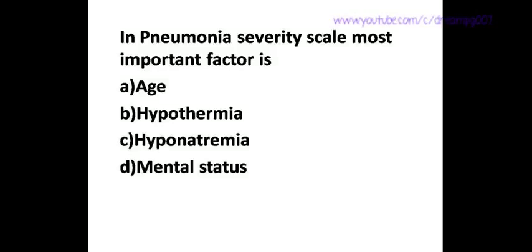In pneumonia severity scale, most important factor is option A, age, option B, hypothermia, option C, hyponatremia, option D, mental status.